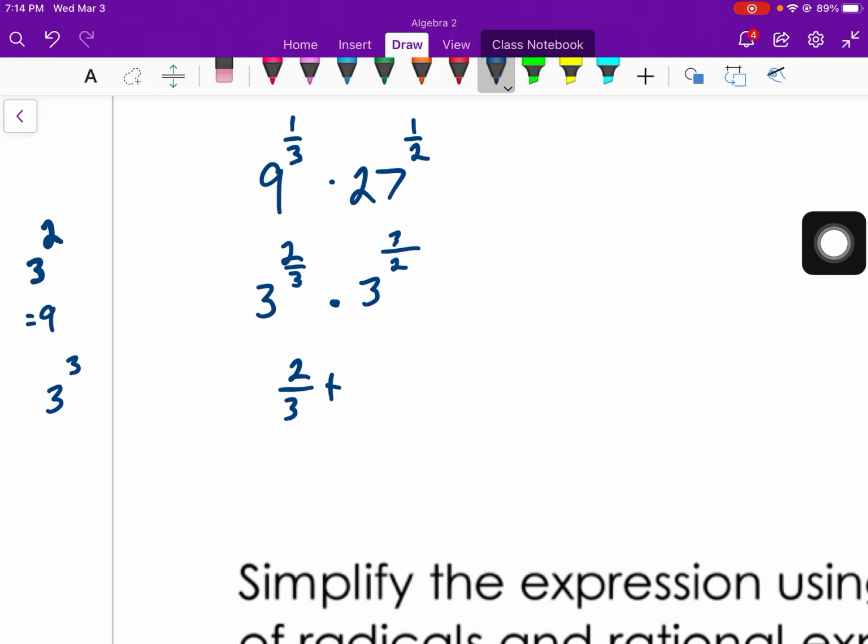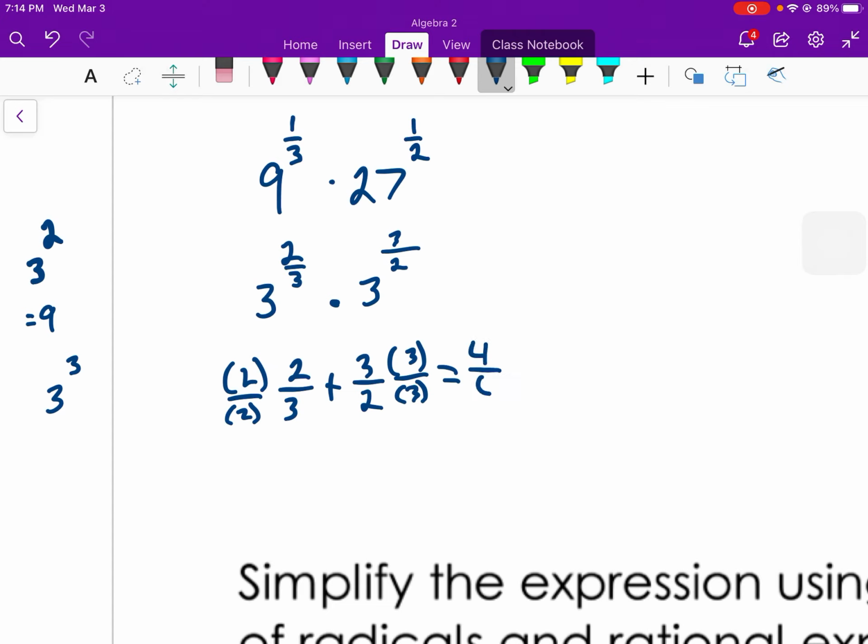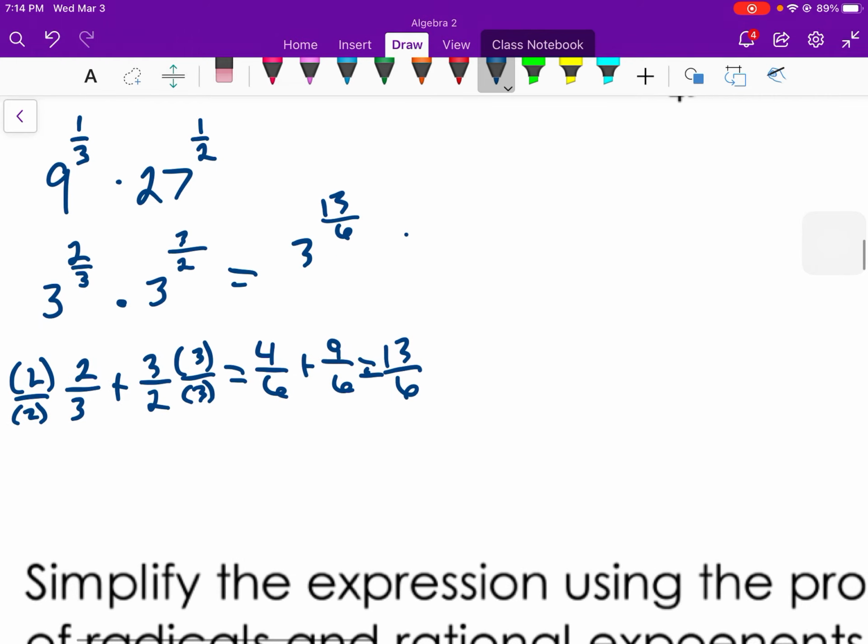So 2/3 plus 3/2. I need a common denominator, so I can find one at 6. So that becomes 4/6 plus 9/6 equals 13/6. You'll also notice my fraction is improper, so I have some more factors of 3. So when I rewrite it in root form, 3 to the 13th.